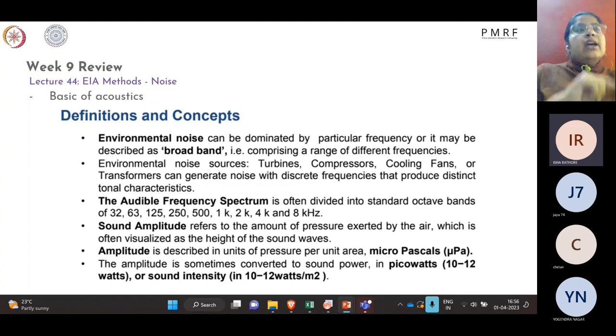So when we looked at the curve in the previous slide, the highest point is the amplitude. So this entire distance is the amplitude of the wave. Amplitude is measured in units of pressure per unit area, which is micropascals. And the amplitude is usually converted to sound power, which is in picowatts, which is 10 to the power minus 12 watts, or sound intensity, which is 10 to the power minus 12 watts per meter square.